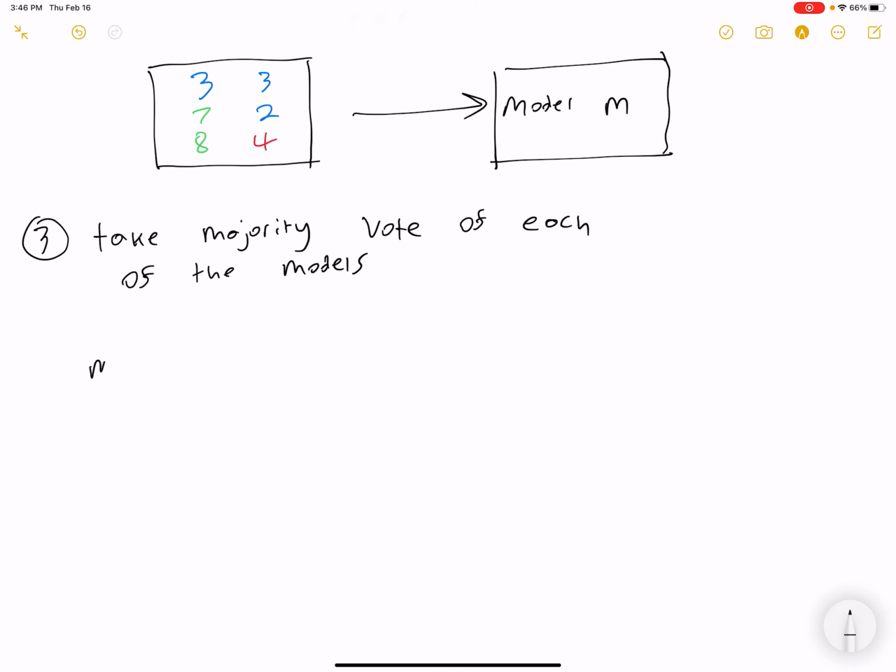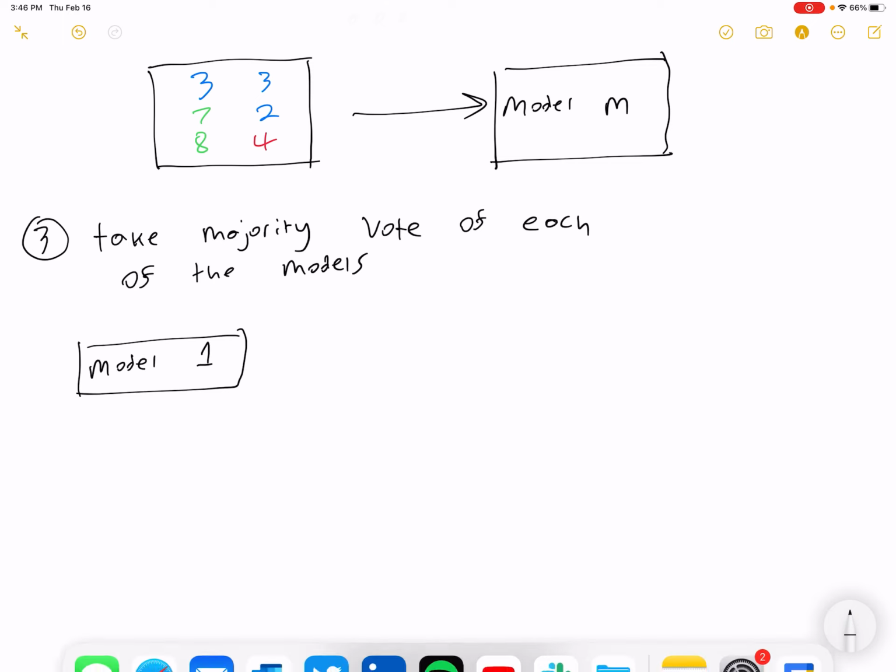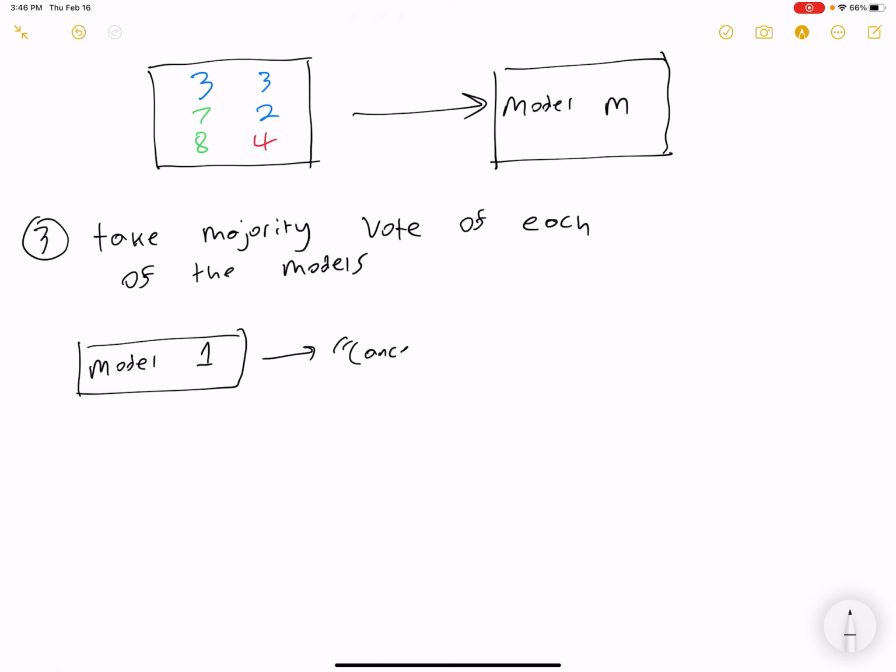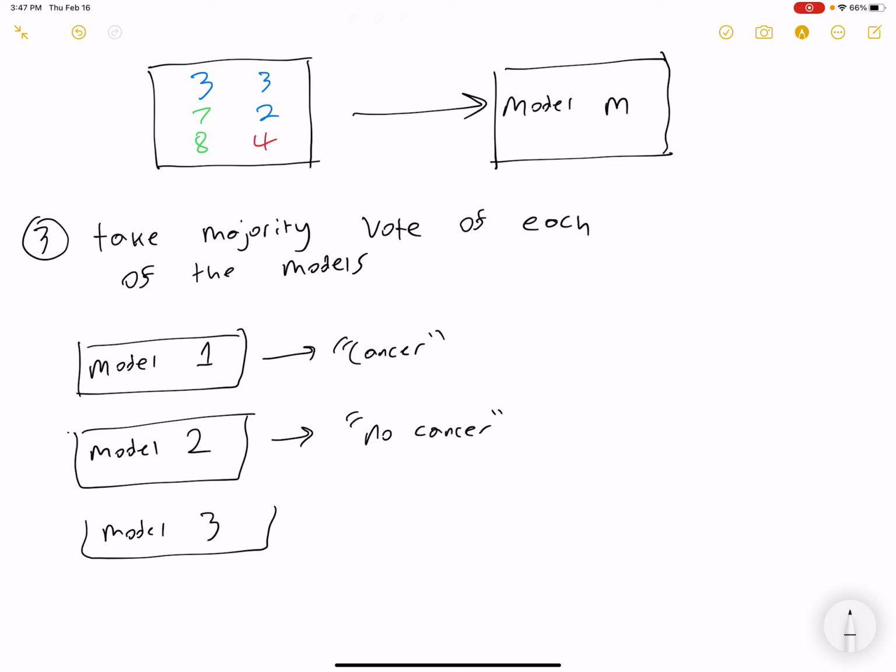So, for example, model 1 might say cancer. Model 2, we've already done this, but it's okay. Model 2 might say no cancer. And model 3 might say cancer. And so we take the majority vote and we output cancer. So it doesn't matter if each of the models are wildly different from each other.